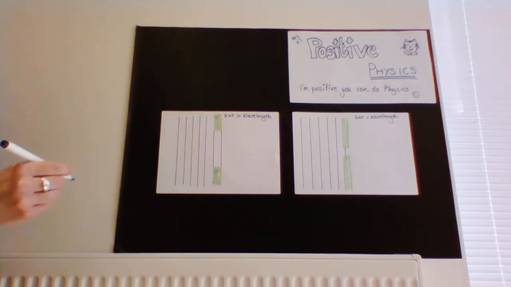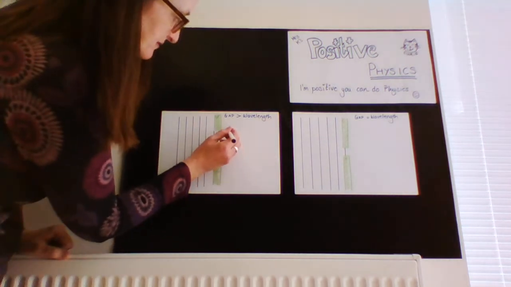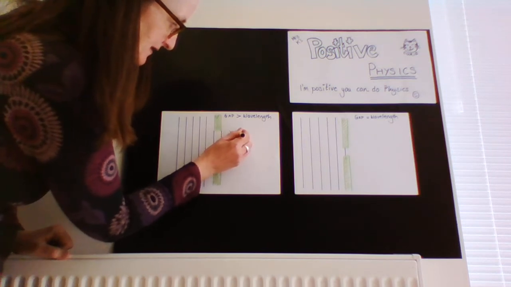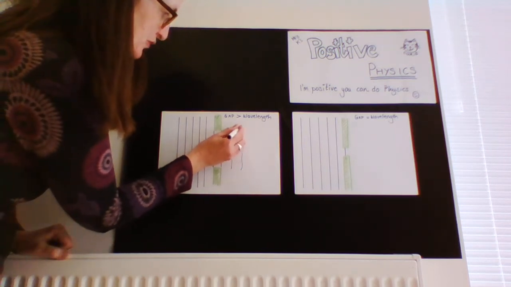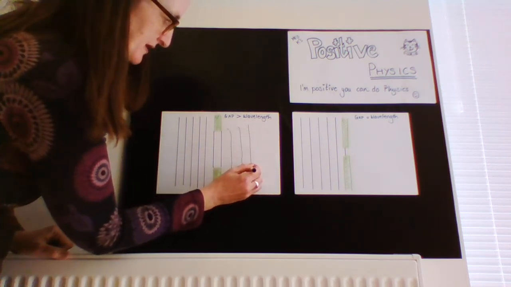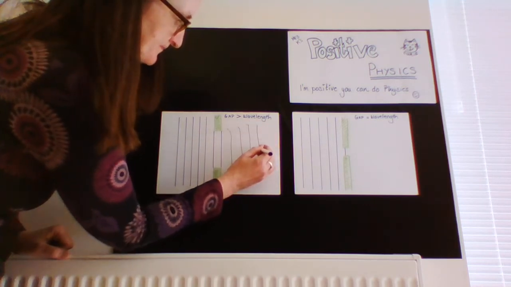The one where the gap is greater than the wavelength will carry on with the same wavelength, and what you find is that the edges spread out, but the majority of the wave carries on in the same direction.